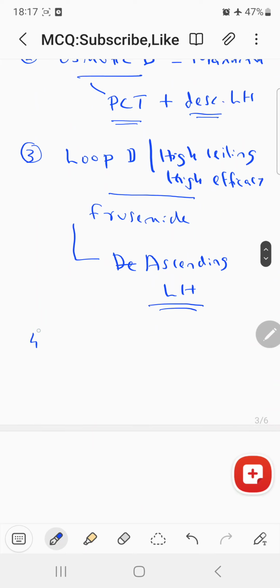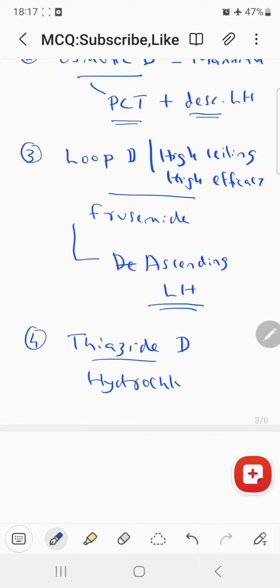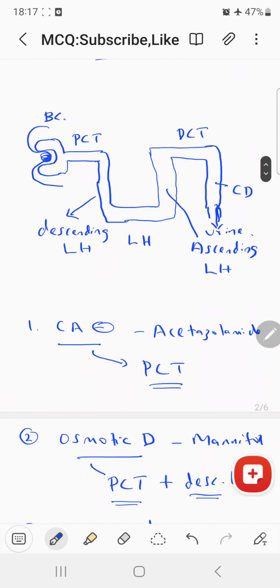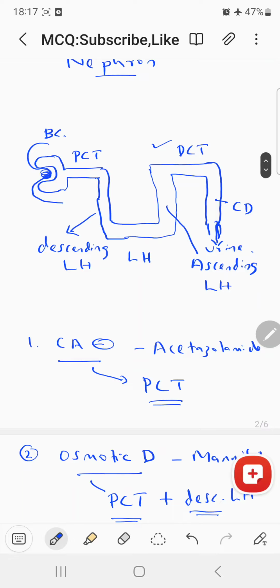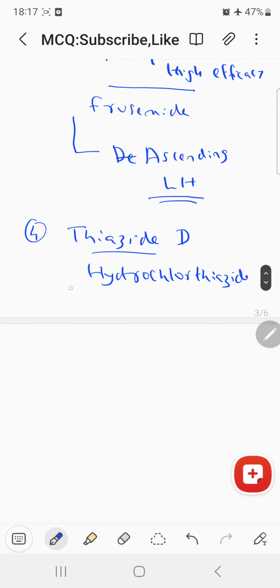Now coming to the fourth important diuretic, the medium efficacy diuretics called the thiazide diuretics. One of the main examples is hydrochlorothiazide. Hydrochlorothiazide acts on this part called the distal convoluted tubule. So the main site of action of thiazide diuretics is the distal convoluted tubule. In fact, thiazide diuretics mainly act on the early part of the distal convoluted tubule.